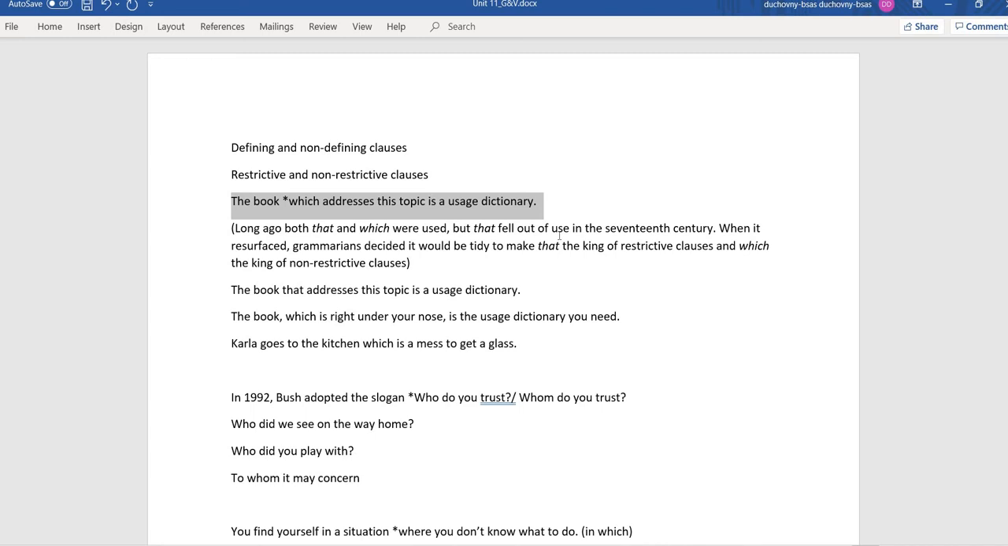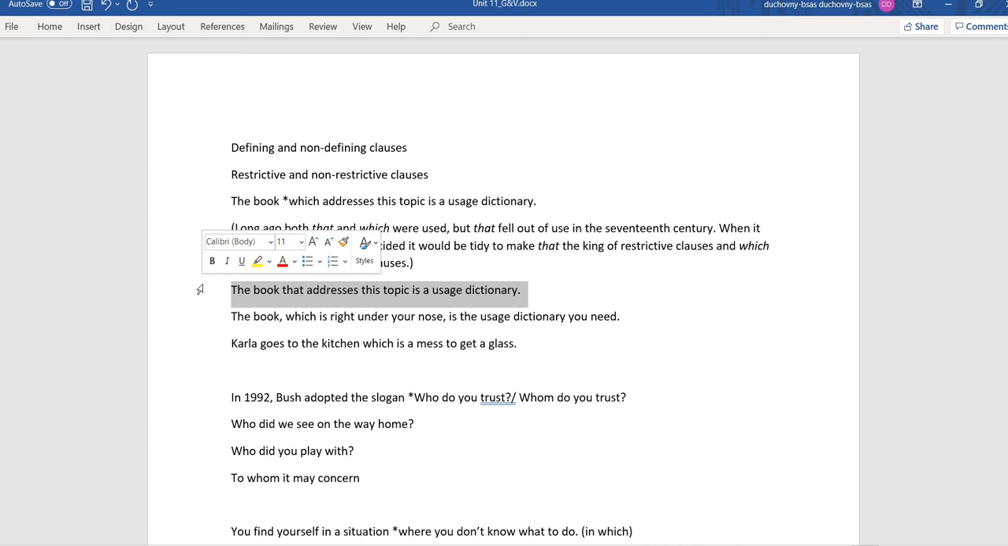What she explained was that long ago, both "that" and "which" were used, but "that" fell out of use in the 17th century. When it resurfaced, because you know words do these things, grammarians decided it would be tidy to make "that" the king of restrictive clauses and "which" the king of non-restrictive clauses. If you think about it, this makes a lot of sense. It's not a bad idea. So the decision was made that we would say, "The book that addresses this topic is a usage dictionary."